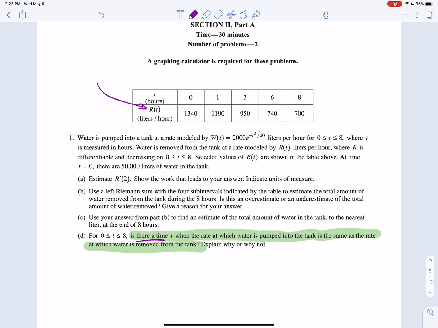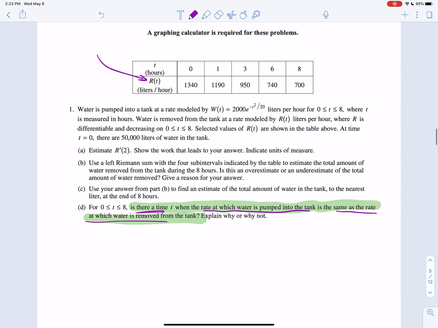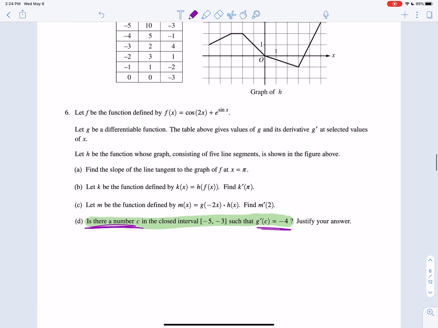Here, they gave me R of t, okay? Okay, so R of t, and they're asking you, is there a time when the rate at which the water is being pumped is the same as the rate at which water is being removed? Okay, so here again, you're going to use some version of IVT because the rate at which water is being pumped is R of t. Okay, so what they give you and what they're asking for is the same thing. Now, how you solve this one is a little bit different, but I'll come back to that later. Here's the next one.